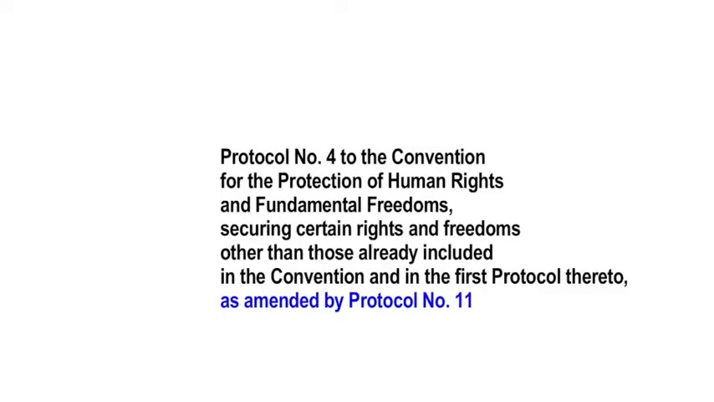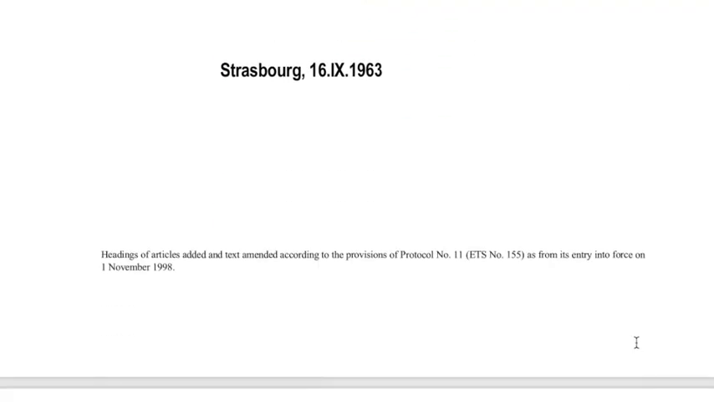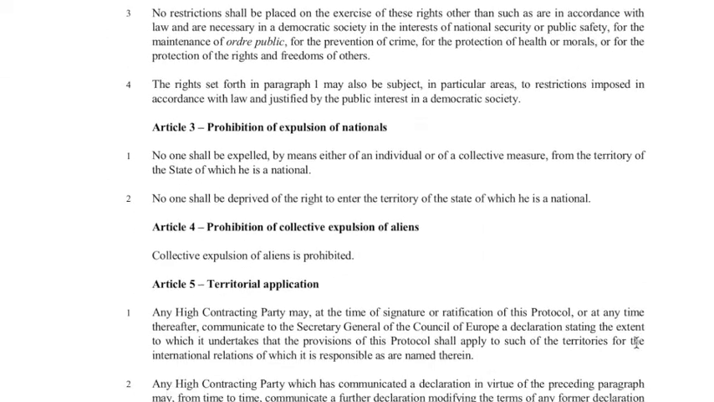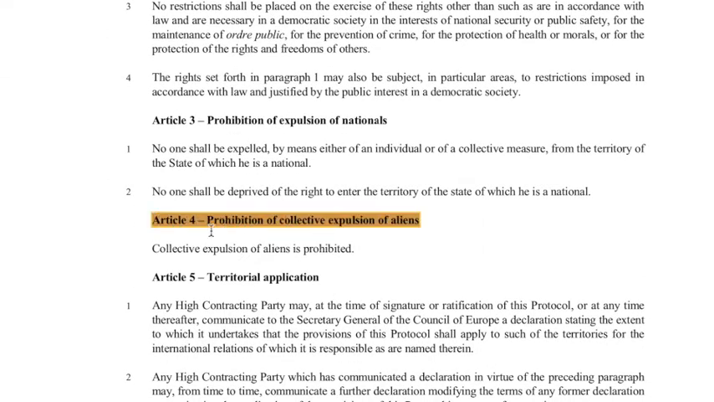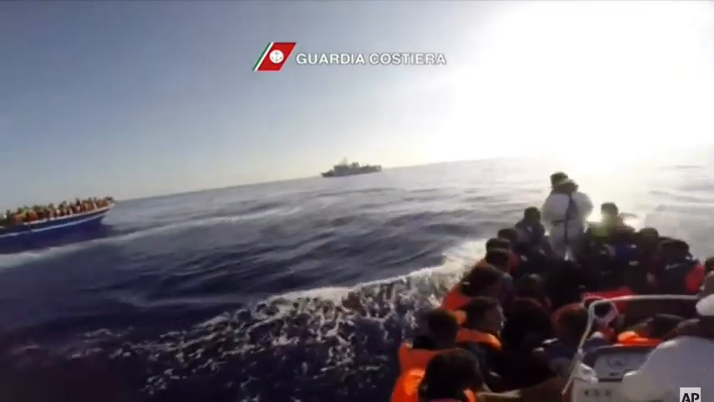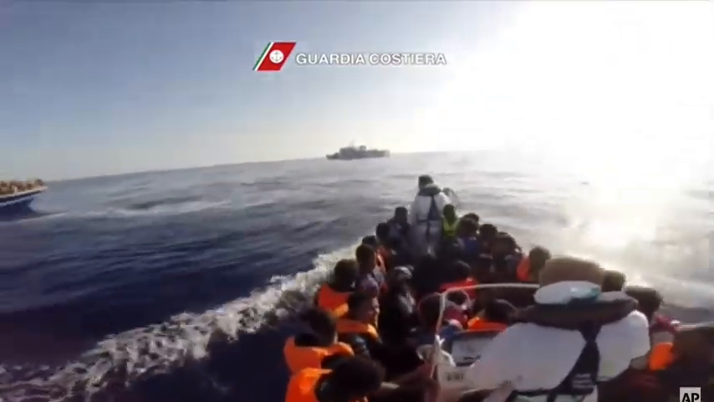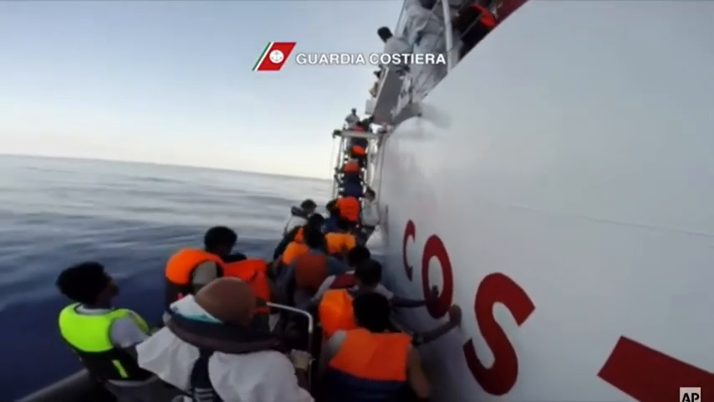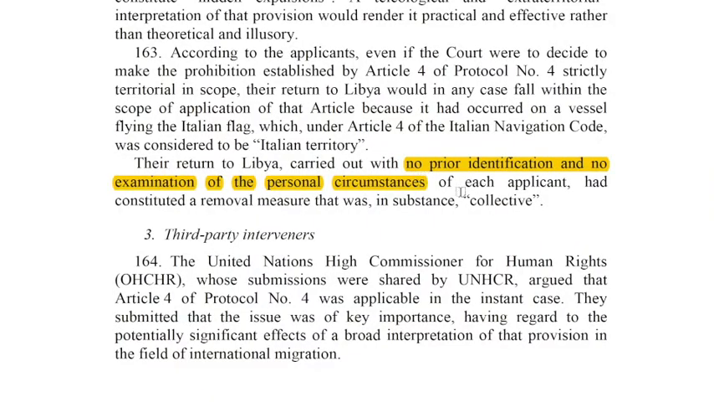For the first time in its history, the court examined Article 4 of Protocol No. 4 applied to a case involving the removal of aliens to a third state carried out outside national territory. Neither Article 4 of Protocol No. 4 nor the travaux préparatoires of the Convention precluded extraterritorial application of that article. The court reasoned that Italian authorities had neither subjected the applicants to an identification procedure nor carried out any form of examination of the individual situation of the applicants before returning them.